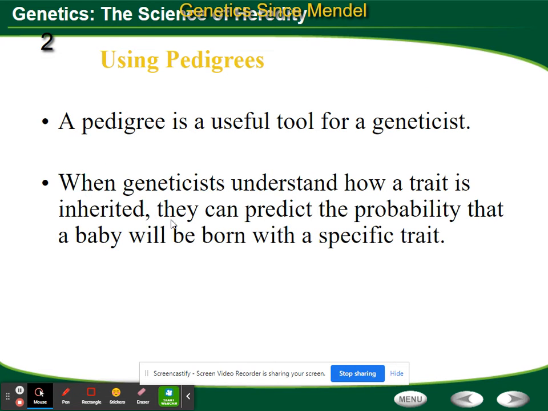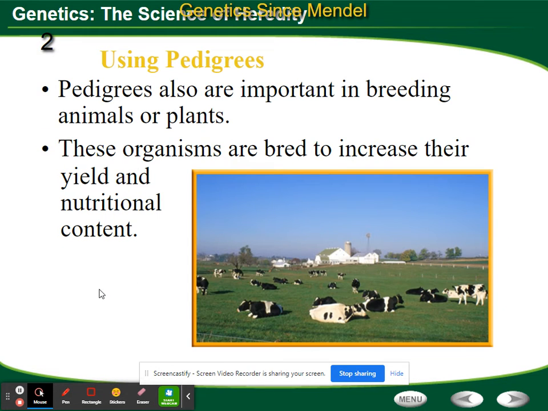So pedigree is useful for geneticists. You can understand how a trait's inherited and predict the probability of possibly having an organism and offspring with that trait. Pedigree charts are also useful in breeding of plants and animals. So if you're trying to use pedigrees, you want to do it to increase yield and nutritional content, things like that. So if you look at this graphic of this dairy farm with these cows here, if you're a dairy farmer, you want to produce cows that produce a lot of milk and produce good tasting milk or delicious milk and maybe even nutritious milk.